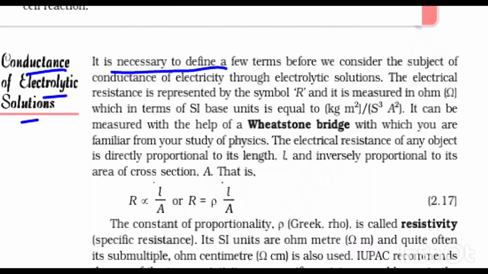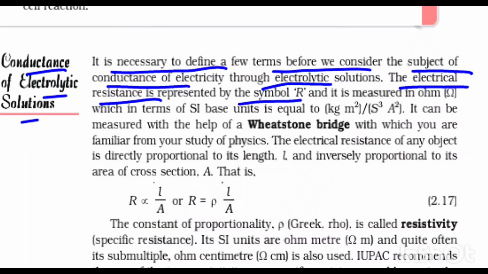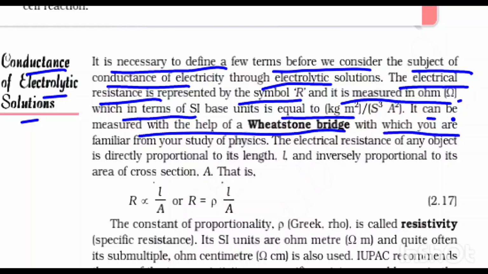Electrolytic solution. It is necessary to define a few terms before we consider the subject of conductance of electricity through electrolytic solution. The electrical resistance is represented by the symbol R and it is measured in ohm, which is represented by this symbol, and in terms of SI base units is equal to kg meter square by S cube A square. It can be measured with the help of a Wheatstone bridge, with which you are familiar from studying physics.